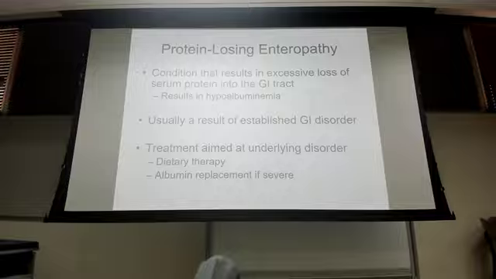Treatment, figure out the underlying cause of why we are losing proteins. A lot of times it's going to be a GI disorder, right? In that IBD category that we'll discuss later next week. Ulcerative colitis, or Crohn's. So try to figure out why they're losing it. If it's really bad, give them some albumin. The way you're going to find protein losing enteropathy is draw the blood, decreased albumin, and the patient has severe edema.